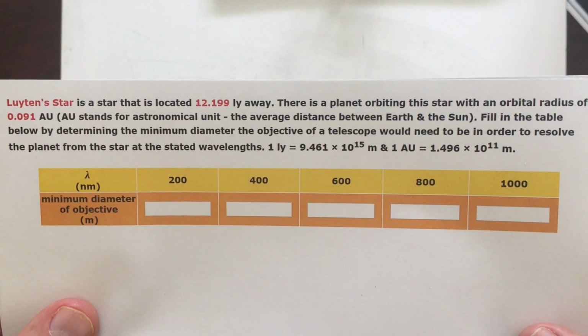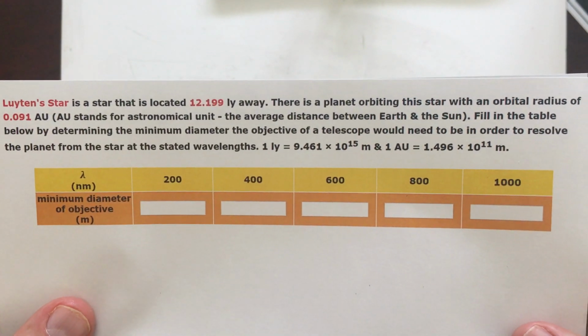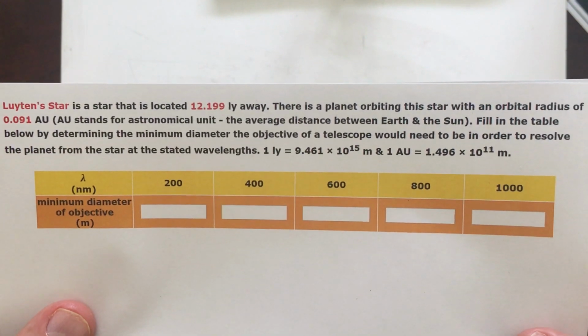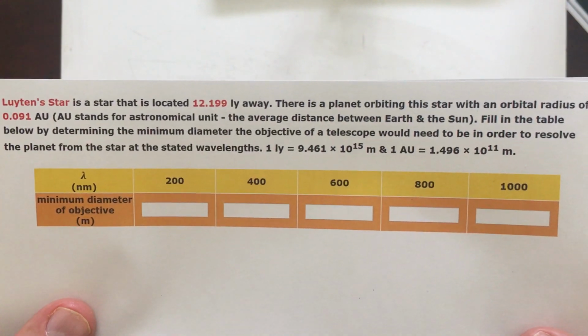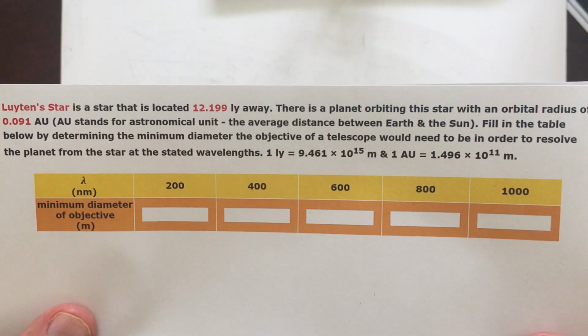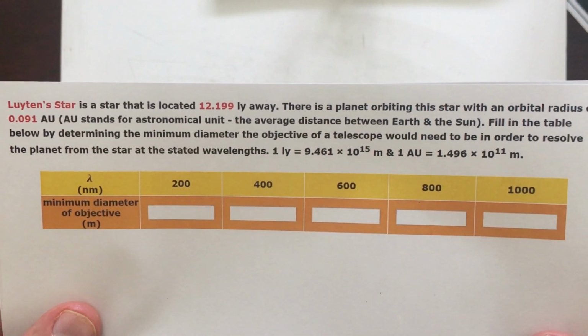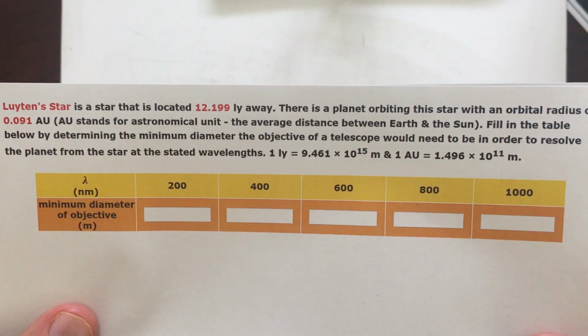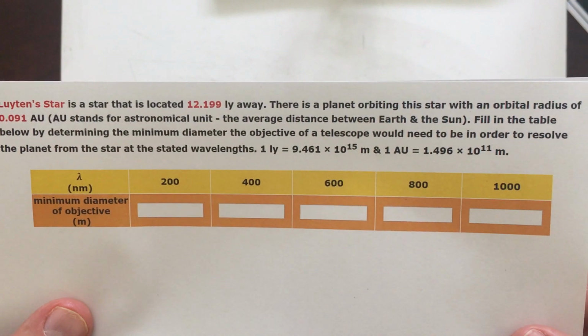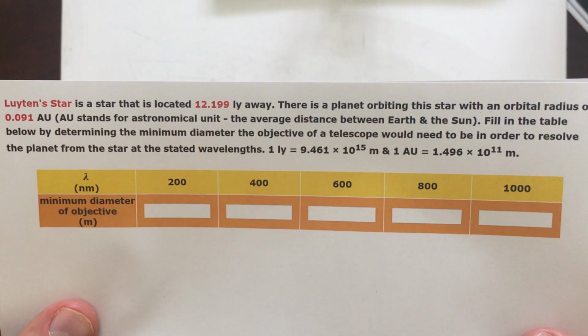Fill in the table below by determining the minimum diameter the objective of a telescope would need to be in order to resolve the planet from the star at the stated wavelengths. And the conversion factors for light year and AU are given, and I should also mention that a light year is the distance light travels in 1 year.